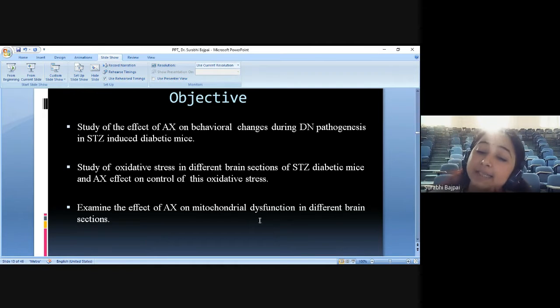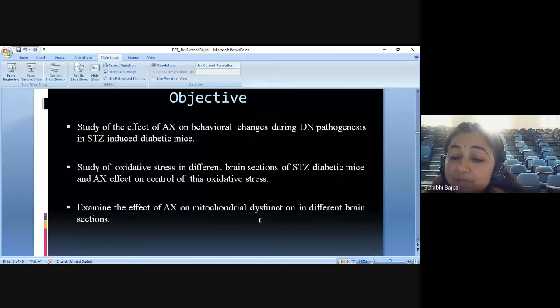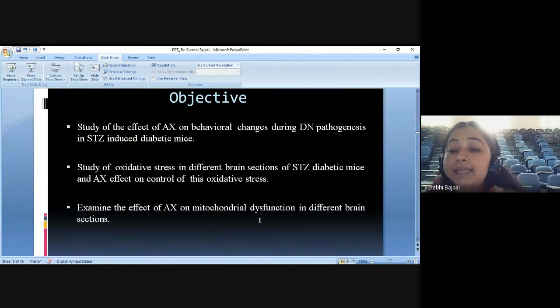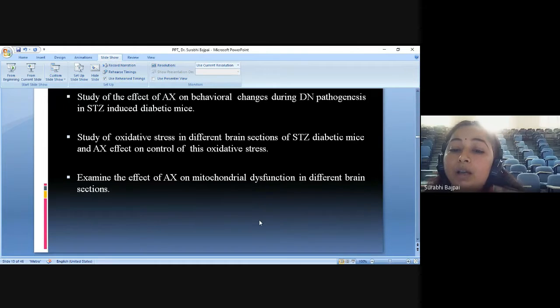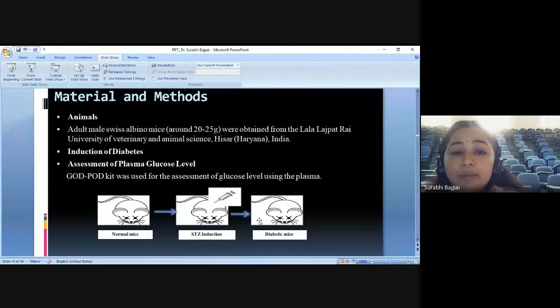And we had to determine the effect of astaxanthin on mitochondrial dysfunction, because mitochondrial dysfunction, as we have already seen, takes place in neurodegenerative disorders in the different brain sections. So we have taken different brain sections like the cortex, the cerebrum, the cerebellum, and the hippocampal lobes for the assessment of mitochondrial dysfunction also. So now let's look at the materials and methods very briefly.